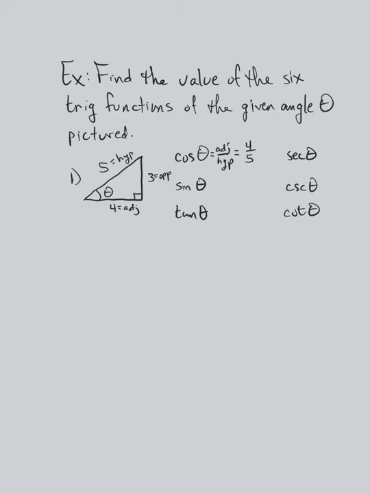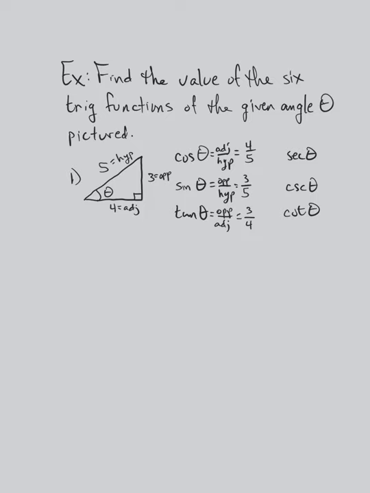And then for the sine, it's opposite over hypotenuse. Our opposite side is 3, and our hypotenuse is 5. And then for tangent, it's opposite over adjacent. So the opposite side is 3, and the adjacent side is 4.